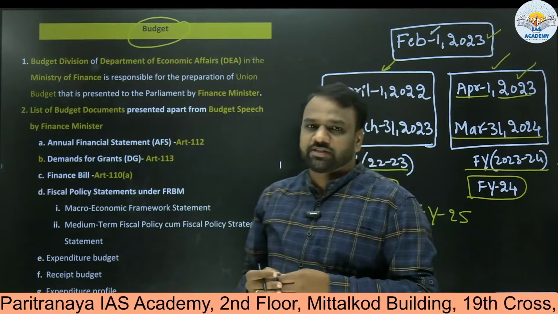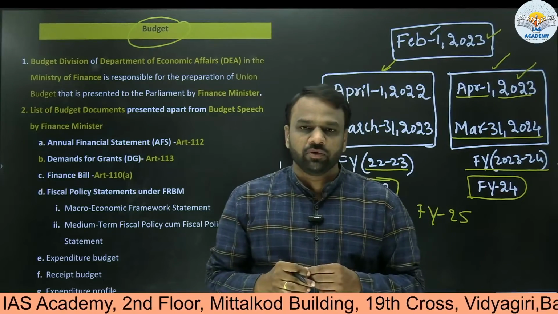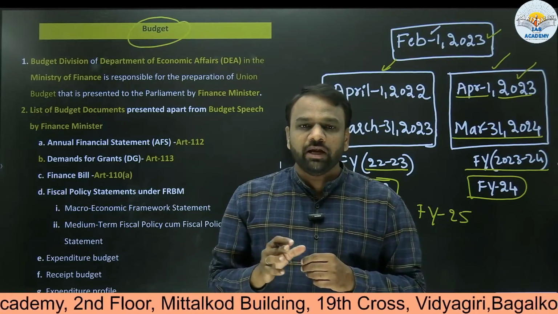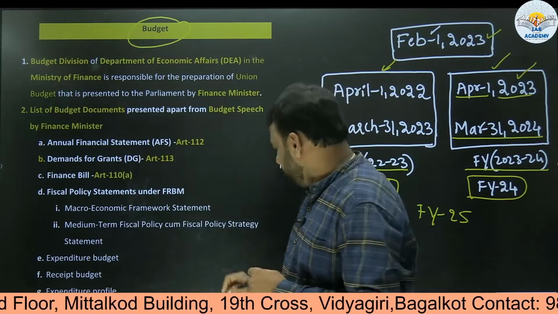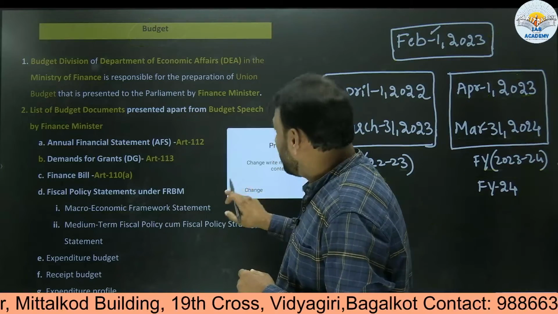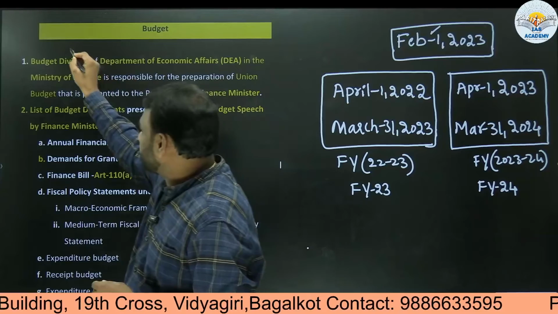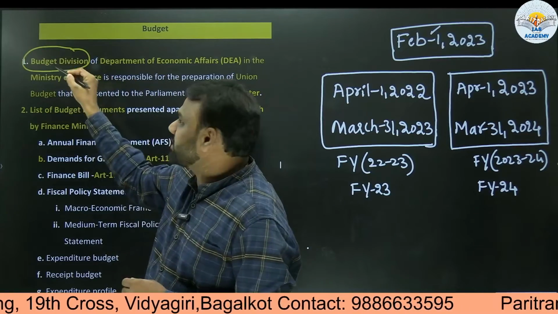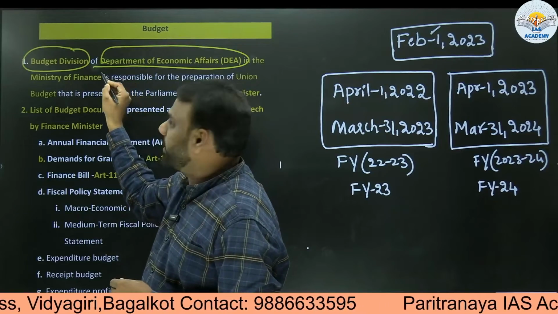Now the next question arises. Who prepares the budget, and to whom does he present it? Why does it have to be presented? Now we'll understand that. The budget is prepared by the budget division. Where is it located? In the Department of Economic Affairs. And where is this Department of Economic Affairs located?